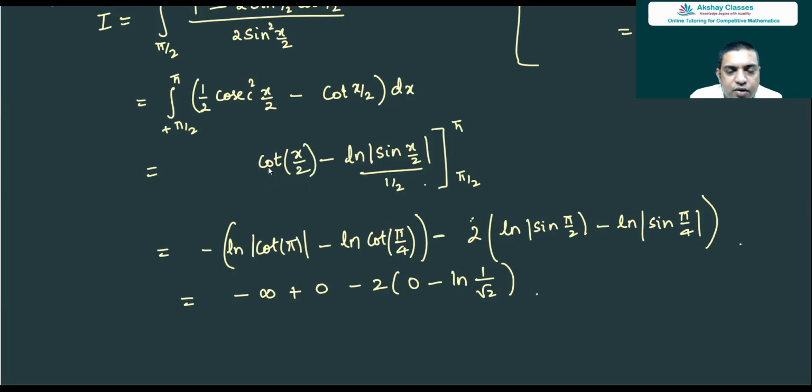Cot x is minus cosecant square x, right? I'm sorry. So when we differentiate this, you get minus cosecant square x. Derivative of cot x is minus cosecant square x by 2 times half. So derivative of this is this. You're right.